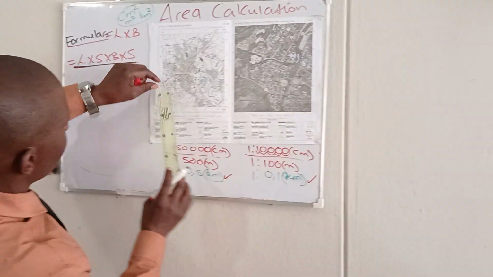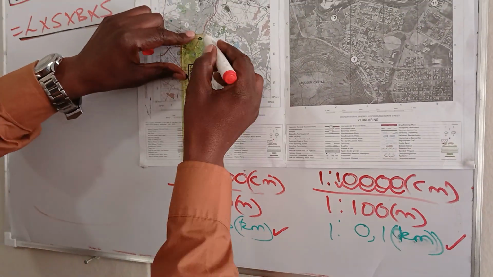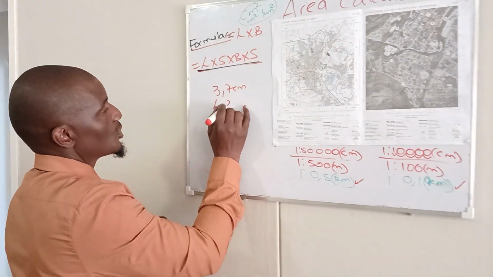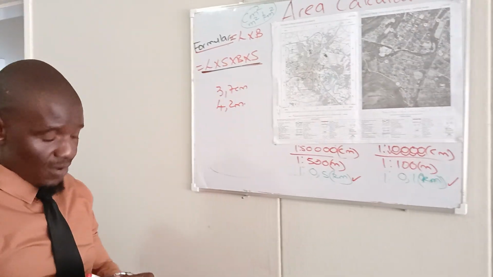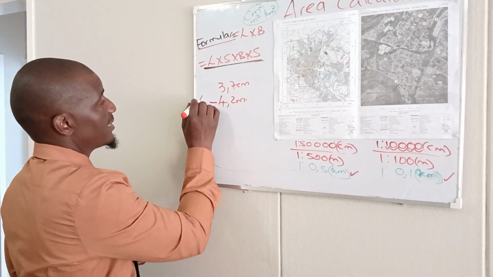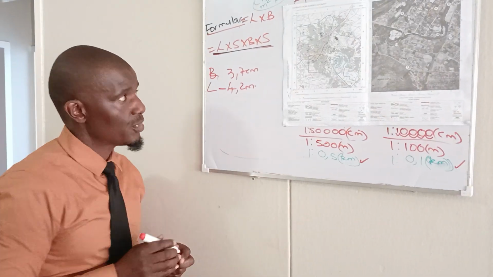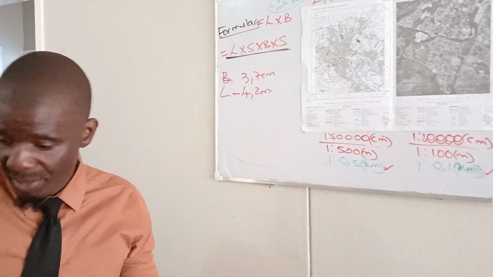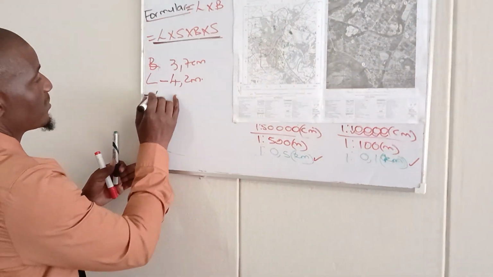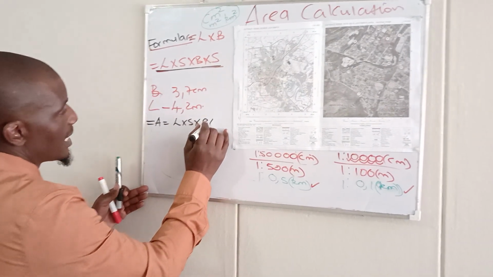I'm going to do the same thing. I'm going to measure from here up to there. You can see I've got 4.2 centimeters. So from these two measurements that I have, the longest measurement is going to be my length, and the shortest is going to be my breadth. I'll go back now to my formula. What does my formula say? It says when I want to calculate my area, I'll say length times scale times breadth times scale.